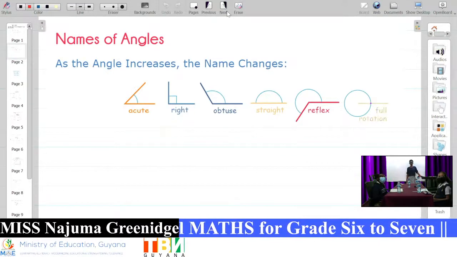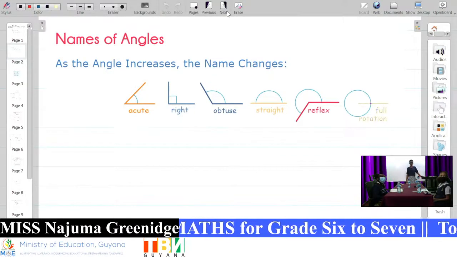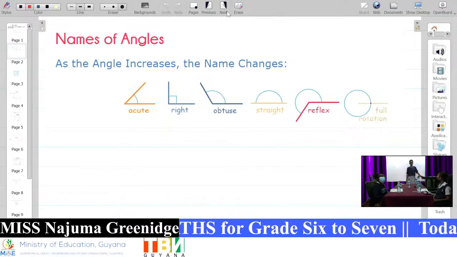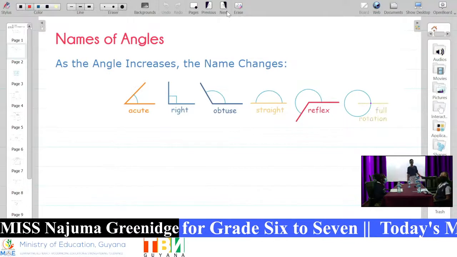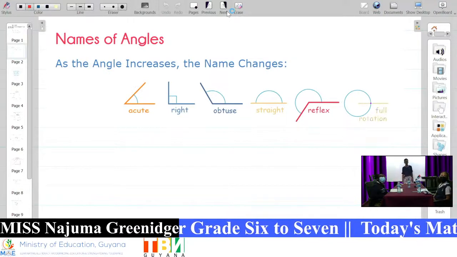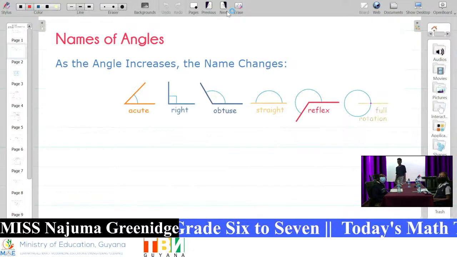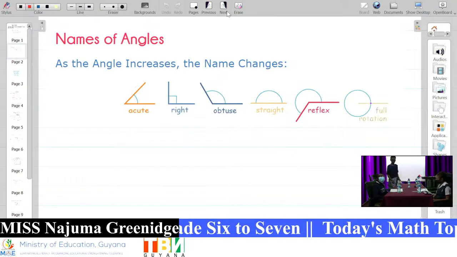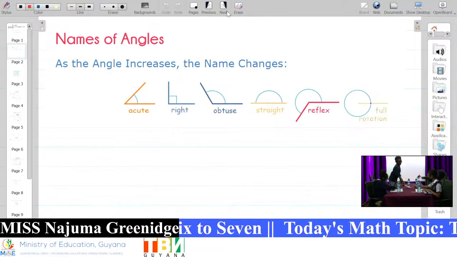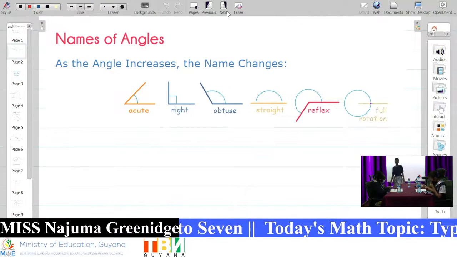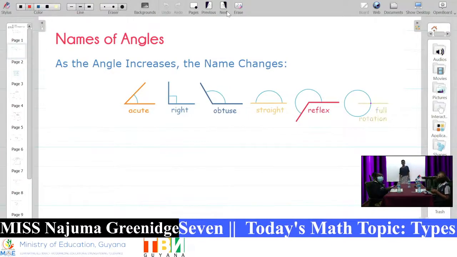What's the fifth one there? It's a reflex angle. And you see how it is, right? Reflex. And then you have a full rotation of an angle as well, right? So take this device, and I want you to replicate each angle that we have there. So replicate an acute.